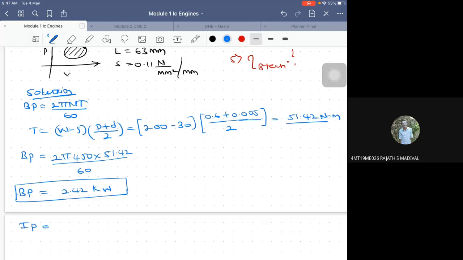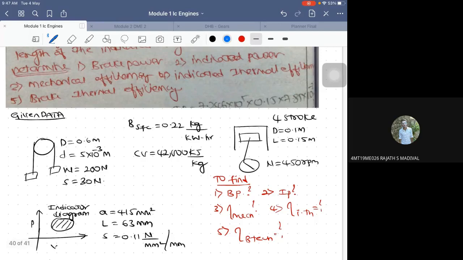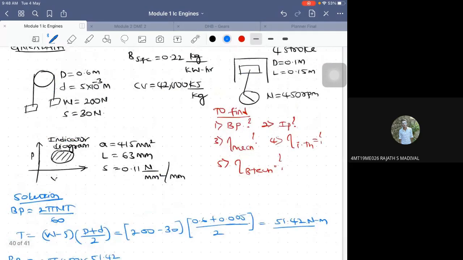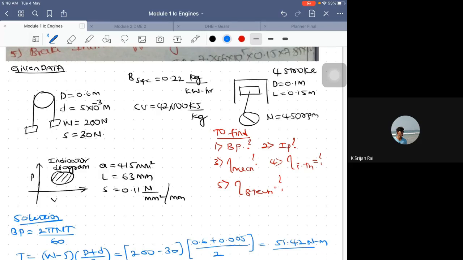What is the formula for IP? It is P L A N divided by 60. Now just go and check the cylinder configuration. Four stroke, single cylinder. For four stroke, what should I do? Have to multiply this by 2, since single cylinder, no issue there. Now, do I have the value of PM? No, sir.